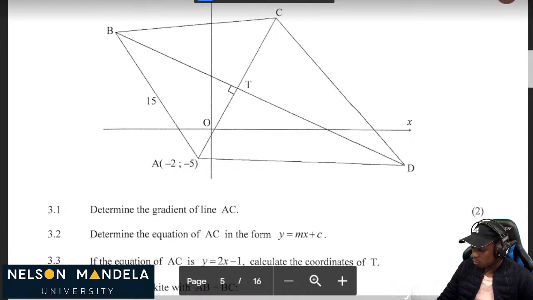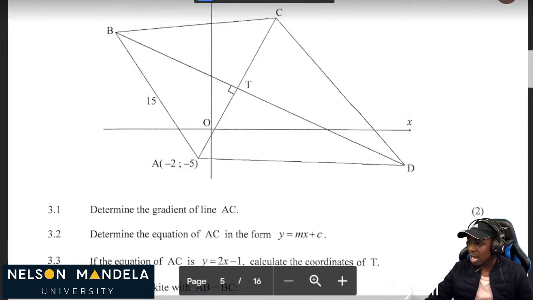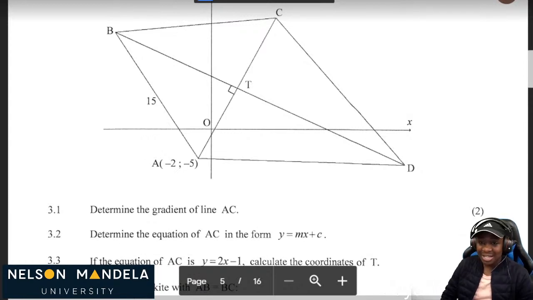You divide by 2, you cross multiply, and we have 14 equal to y2 minus 5. You transpose your constant, and it will be 14 plus 5, then you get 19 equal to y2. So basically, your coordinates of T will be (10, 19). So those are your coordinates. So basically, point C is (10, 19).